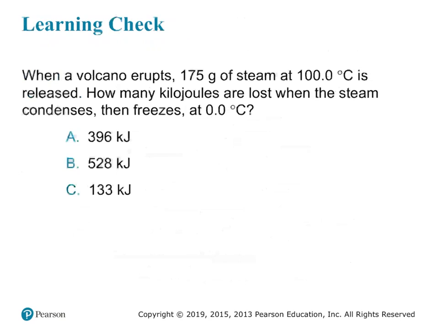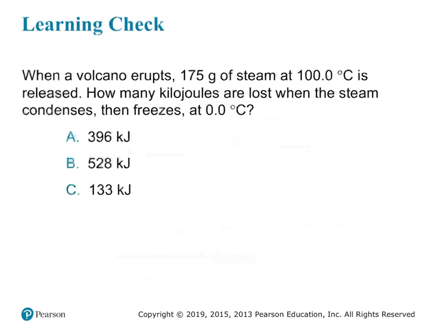So in this problem, it states when a volcano erupts, 175 grams of steam at 100 degrees Celsius is released. How many kilojoules are lost when the steam condenses then freezes at 0 degrees Celsius? So you might have to look up a couple of values, and those will be in the Chapter 3 slides. So for instance, you might have to look up the specific heat of water, or maybe the heat of vaporization of water. But again, those are all in the lecture slides.